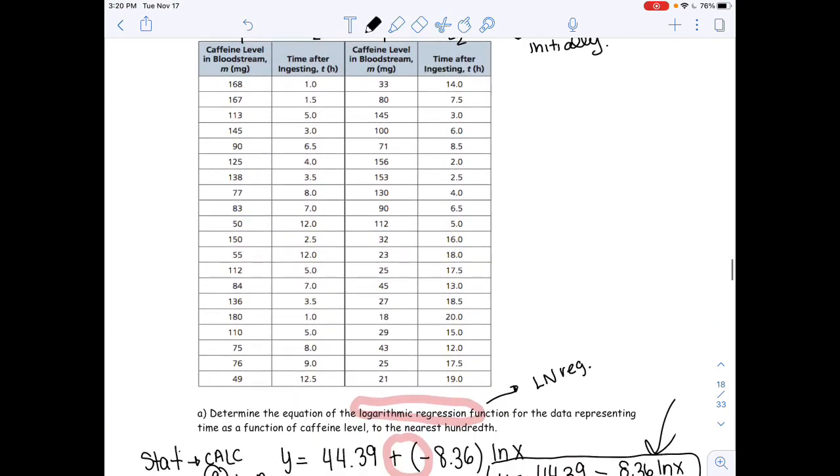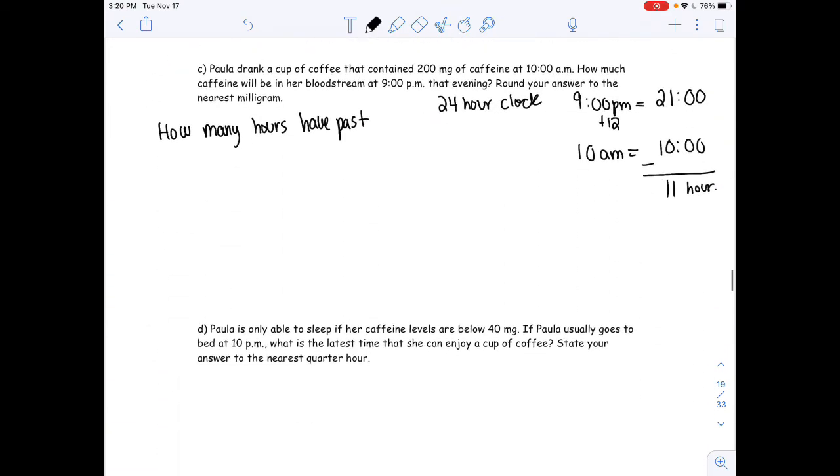If you look, time after ingesting was always your L2. L2 is your Y coordinate, so your Y coordinate is 11 hours. So we're going to put Y1 as your equation, which we already have. Y2 will be 11, and we need to find the intersection.